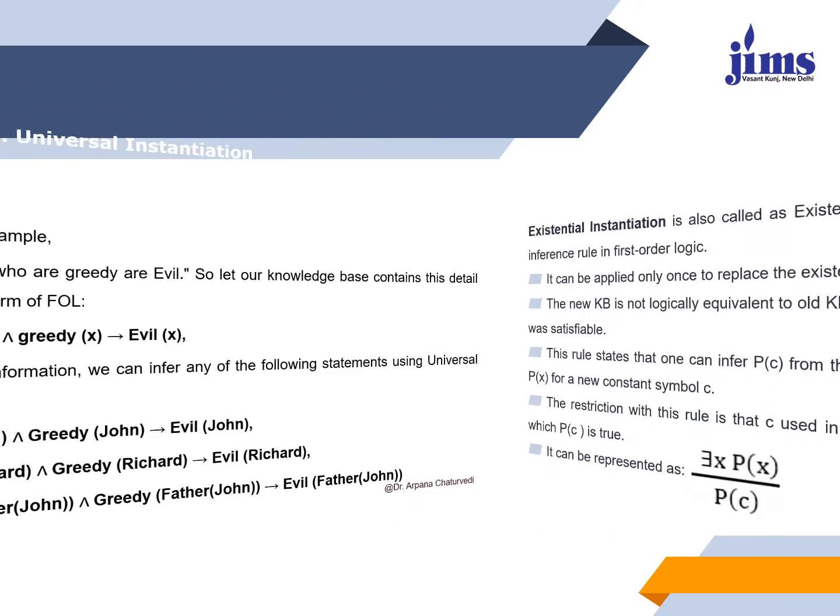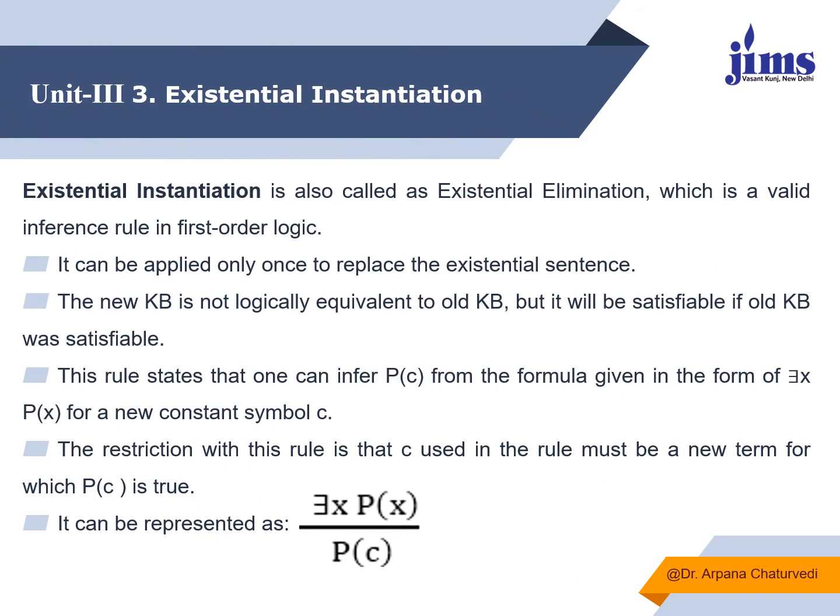Now we see existential elimination or instantiation. Here again there is an existential statement talking about a variable, about some general variable. And instead of talking about some general variable, I can talk about a specific one also. When we convert or substitute the generalized variable into a particular constant, that is known as existential instantiation. It can be applied only once to replace the existential sentence. The knowledge base is not logically equivalent to the old one, but it is satisfiable.